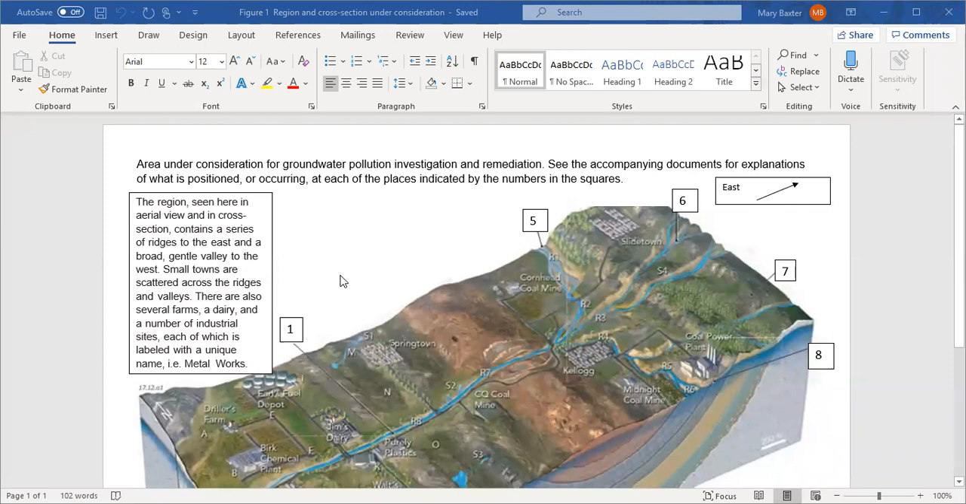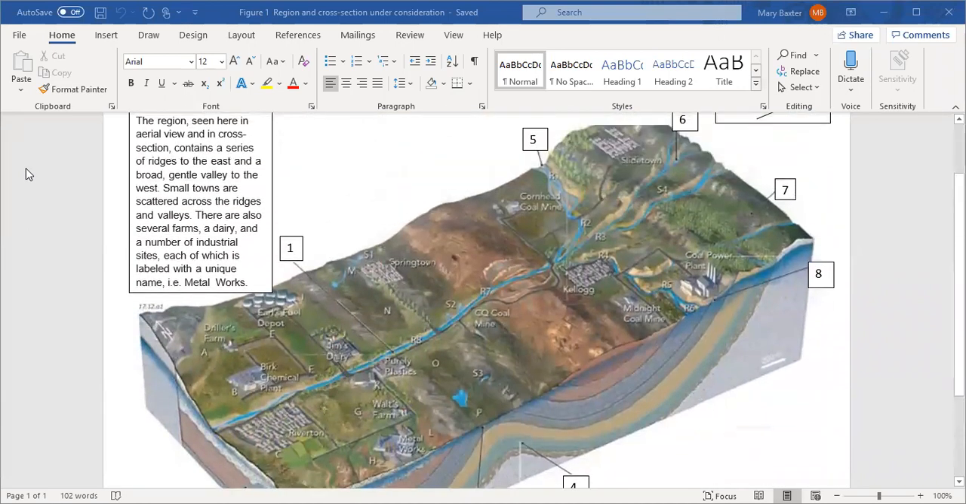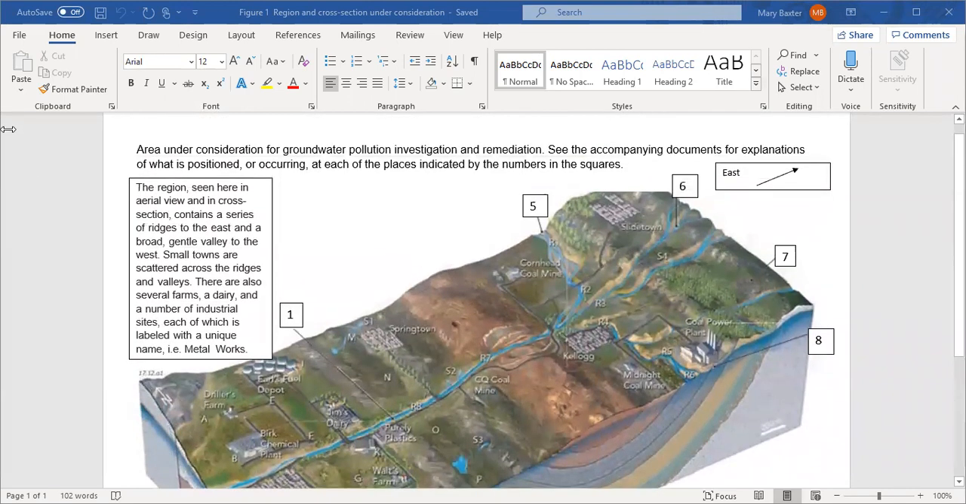This is figure 1. Now, the reason I put it in a different file is because this is in landscape format, right? With the wider distance across and the shorter distance up and down, in order to be able to get this block figure. So this is the area under consideration. Now notice I've got a little bit of information. This region seen here in aerial view and cross section contains a series of ridges to the east and a broad gentle valley to the west.